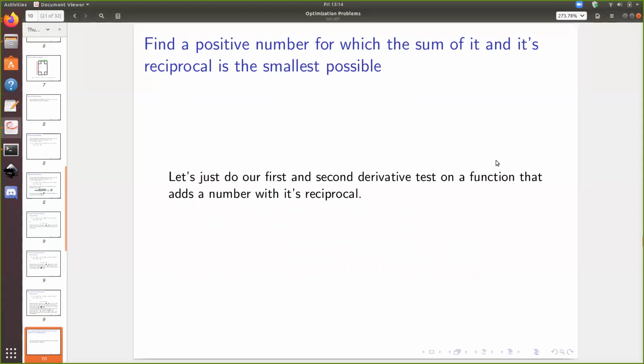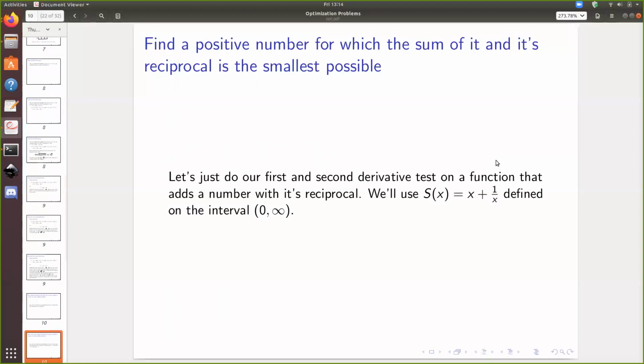Okay, let's do something a little more number theoretical, a little less applied. So let's find a positive number for which the sum of it and its reciprocal is the smallest possible. So let's do our first and second derivative test on a function that adds a number with its reciprocal.